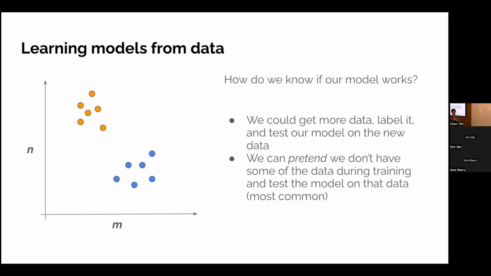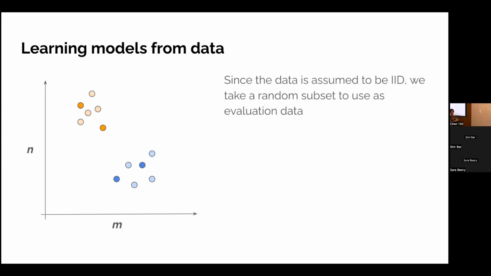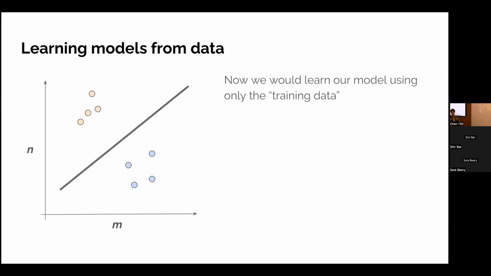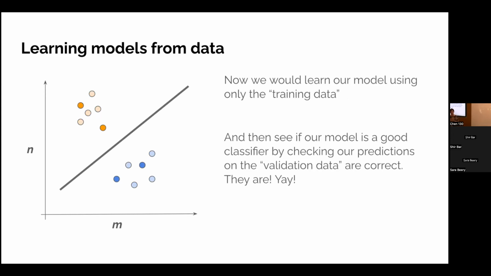Or what is more likely is we're going to pretend at training time that we don't have some of the data. We're going to pretend that some of it hasn't been seen yet and then test the model on that data. This is the idea of a test set. Since the data is assumed to be IID, we randomly sample a subset to use as evaluation data. Now you would take just these training data, which I've colored lighter, and learn maybe the same model. And then you say, okay, let's take the test data. We're going to check if the predictions are correct. And it looks like they are. So great, our model works great.